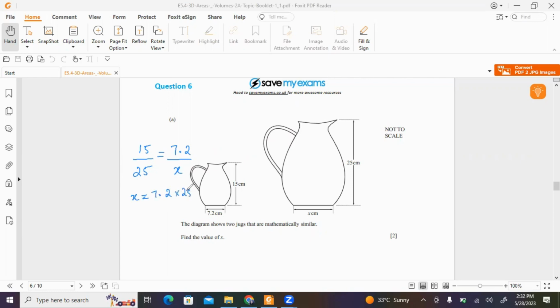So once we've made our fraction and equation, cross multiply, make x subject. So 7.2 times 25 divided by 15 is 12. x equals 12 centimeters.